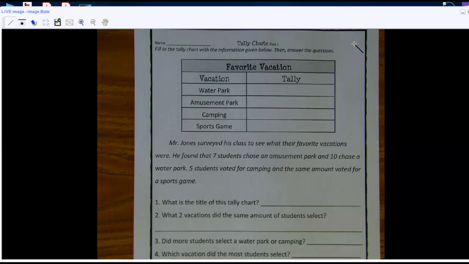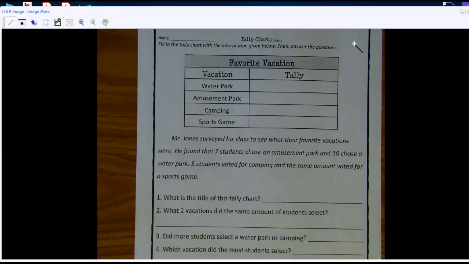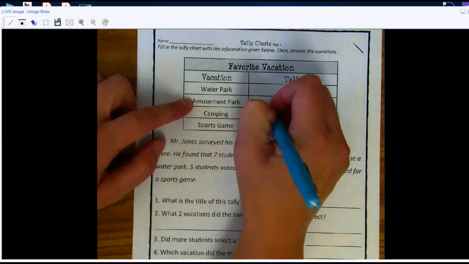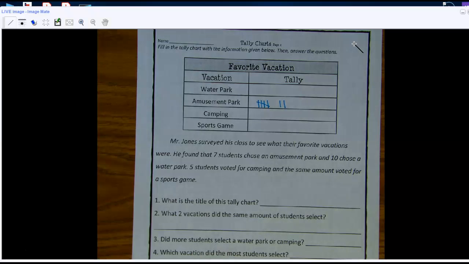Okay, turn it over. Mrs. Jones surveyed his class to see what their favorite vacations were. He found that 7 students choose amusement park. So we're going to do 7 tallies. 7 tallies for amusement park. What their favorite vacation was. Water park, amusement park, camping, or sports game. So 7 said amusement park. 10 said water park.